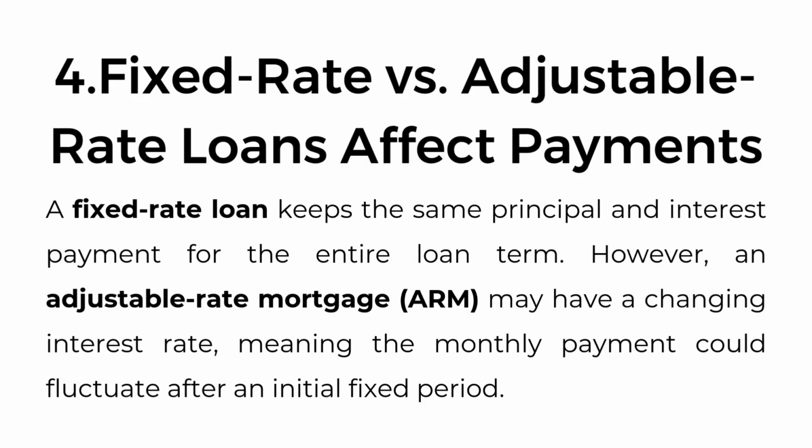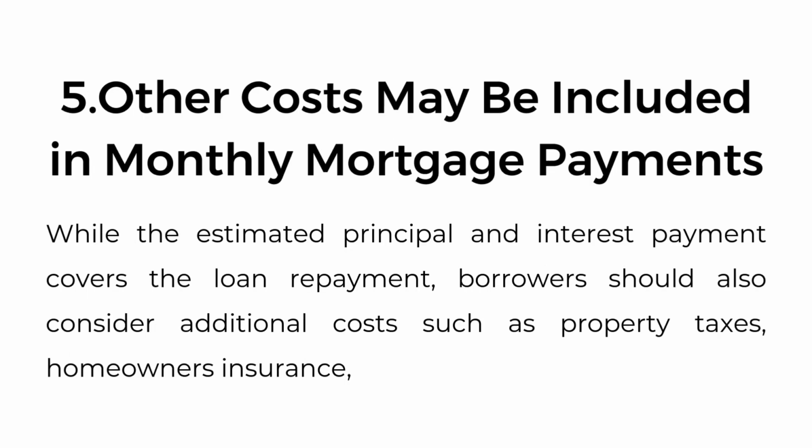4. Fixed rate versus adjustable rate loans affect payments. A fixed rate loan keeps the same principal and interest payment for the entire loan term. However, an adjustable rate mortgage, ARM, may have a changing interest rate, meaning the monthly payment could fluctuate after an initial fixed period.